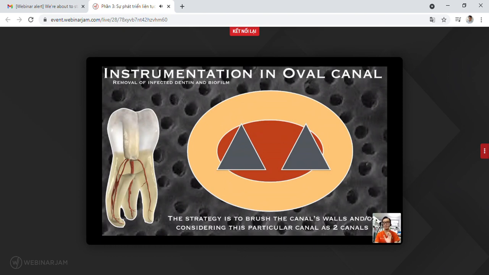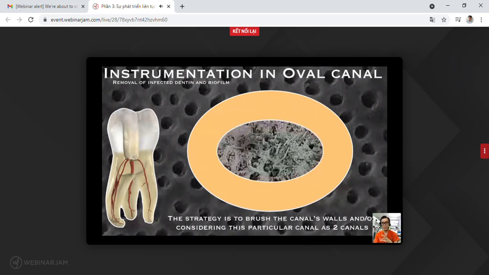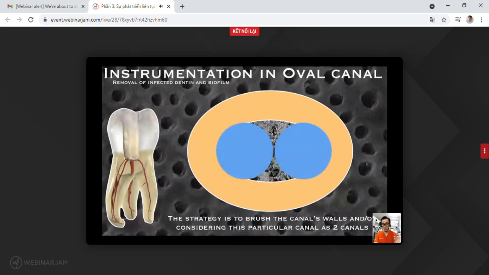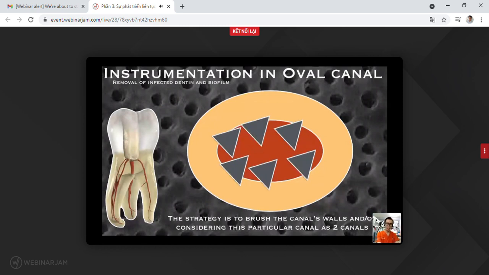You may have the perception that this oval canal is from two joined canals. So you prepare the one side and the other side of the canal, and consider that this oval canal consists of two main canals. And then the rest of it still contains bacteria, it's okay. You may clean this area by using ultrasonic, or you can use smaller files and brush the canal.